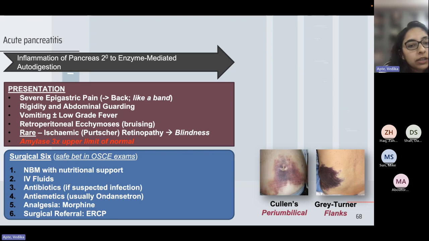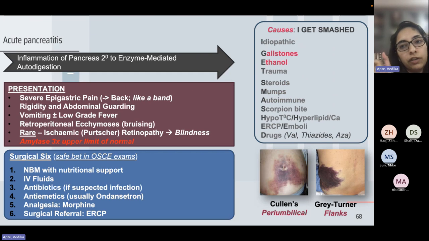In terms of management, just remember the surgical 6, it's a safe bet in OSCE exams. Firstly, you want to make the patient nil by mouth, especially if they're vomiting, and you need to give them IV fluids as well, because if they're vomiting, they're losing a lot of fluid and you need to rehydrate them. If you're suspecting an infection, you'd give them antibiotics. And if their vomiting is so severe, you can consider antiemetics as well. Obviously, the patient is in a lot of pain, so you'd want to give them analgesia, and you'd also want to consider a surgical referral for ERCP, as quite often a major cause of acute pancreatitis is gallstone disease. So again, a gallstone being stuck in the pancreatic duct.